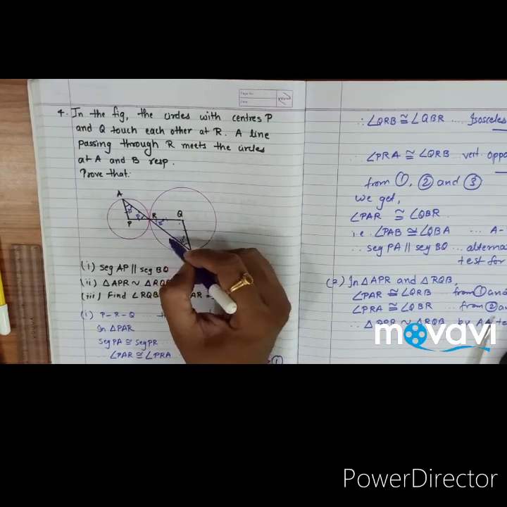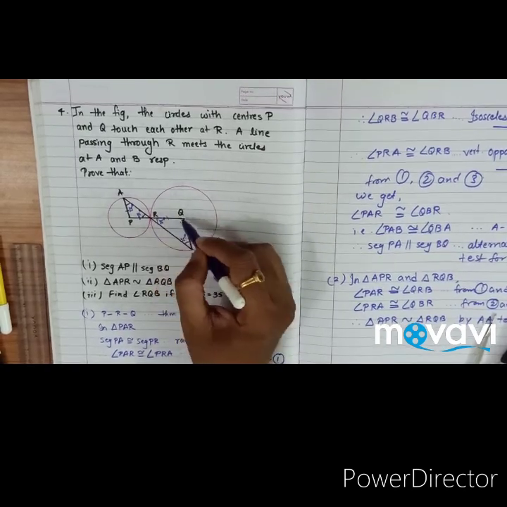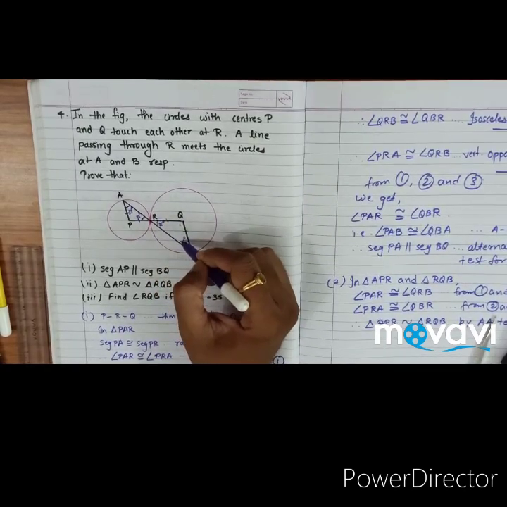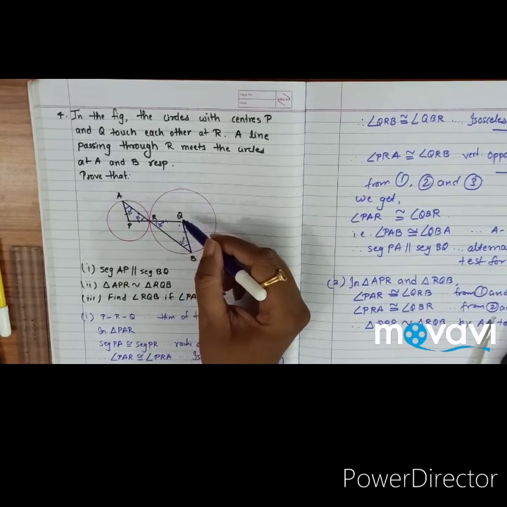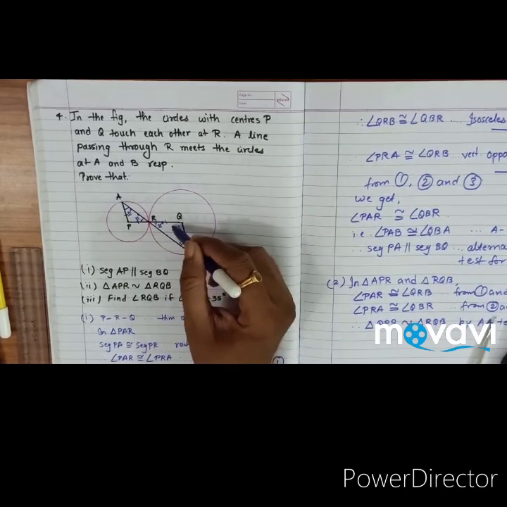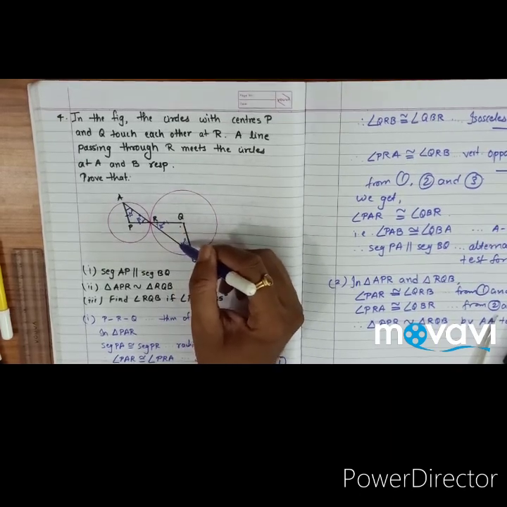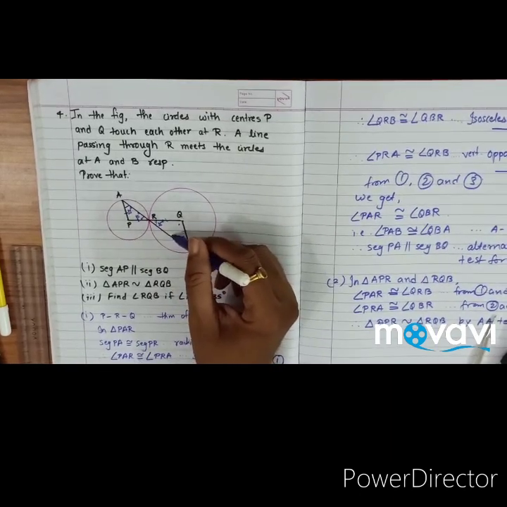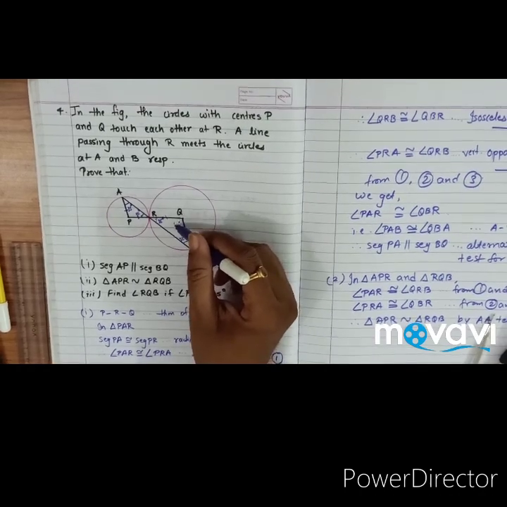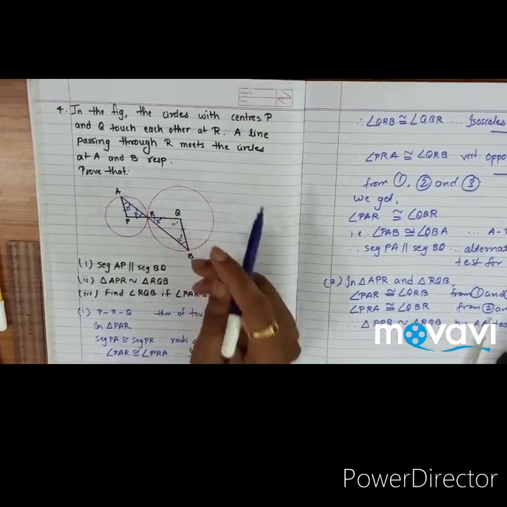So in this triangle, suppose I take this triangle RQB, these two angles are 35. So this angle is very easy to find. Sum of all angles is 180 degrees. So from 180 you subtract 35 plus 35, that is 70. From 180 you subtract 70, you get 110. So what is the measure of this angle? It is 110. How to write?